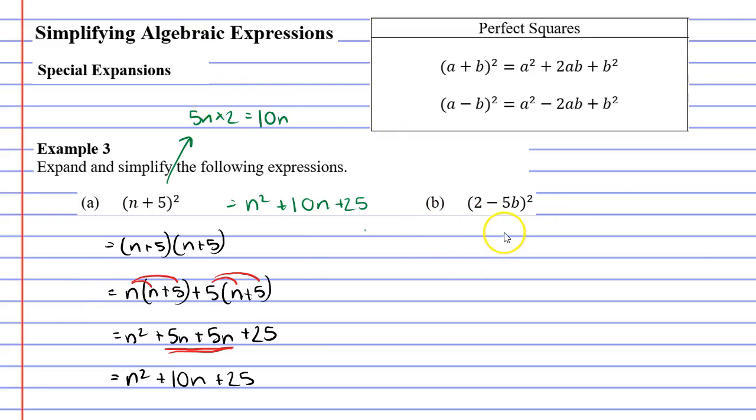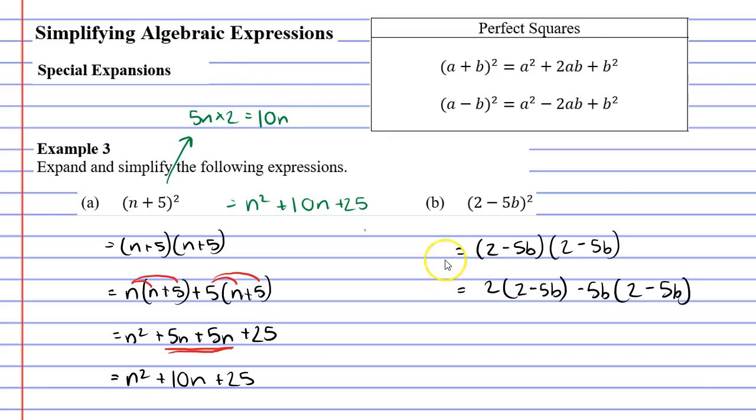All right, let's do question B now. I'll do it using the long method, and then I'll do it using the shortcut. So the long method involves writing it down as two sets of brackets. So 2 minus 5b, 2 minus 5b. And then next, we look at the first set of brackets and we go, okay, we've got 2 and then minus 5b. So I'll write the 2 down first, and then the second set of brackets right next to it. And now I'll write the minus 5b down, and then the second set of brackets.